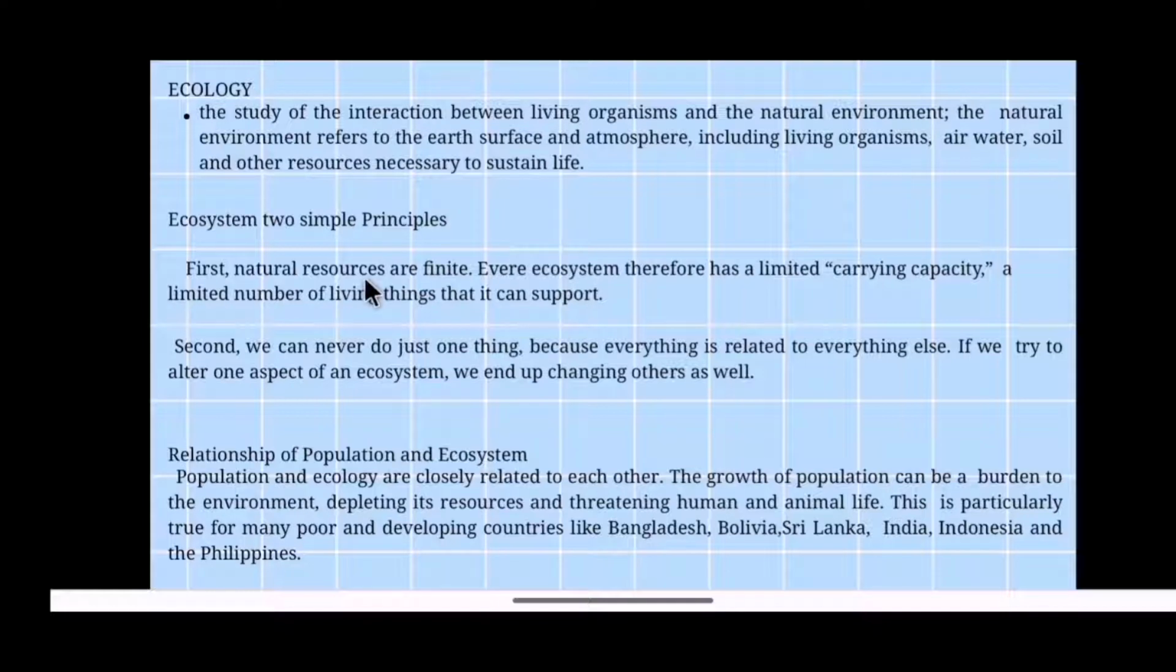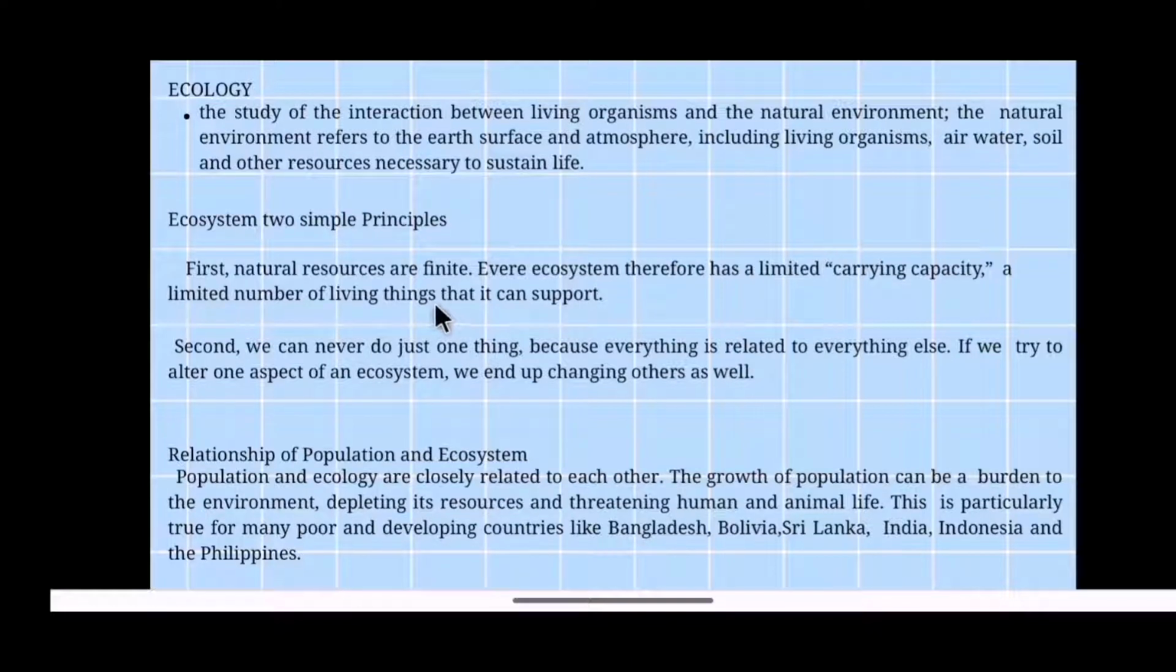And our ecosystem has only two simple principles that we need to acquire and obtain. First is natural resources are finite. Every ecosystem therefore has a limited carrying capacity, a limited number of living things that it can support. It is the first thing that we humans need to consider. We should always bear in mind that our natural resources are finite and have limitations. So never use it as an advantage for your own will.